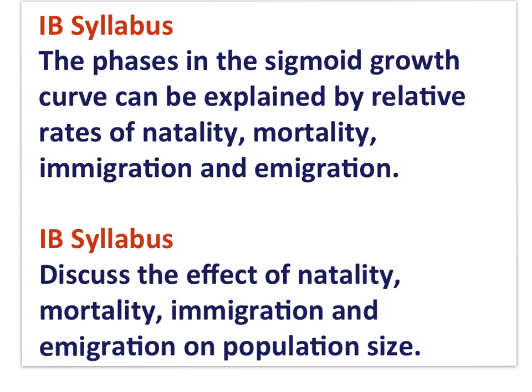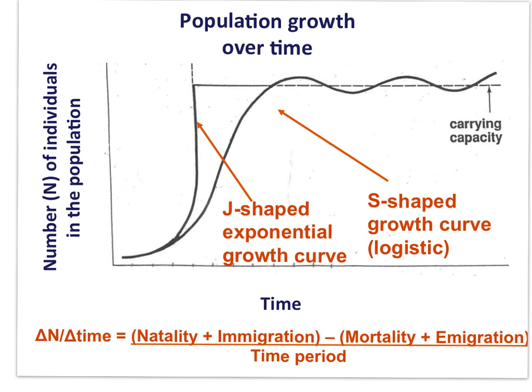Here are the relevant IB syllabus statements. The phases in the sigmoid S growth curve can be explained by the relative rates of natality (birth), mortality (death), immigration, and emigration. Discuss the effect of natality, mortality, immigration, and emigration on population size. These should be fairly straightforward for you. In this slide, we can see the J-shaped curve and the S-shaped logistic curve that oscillates around carrying capacity.